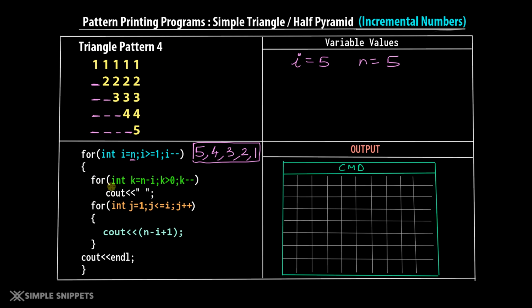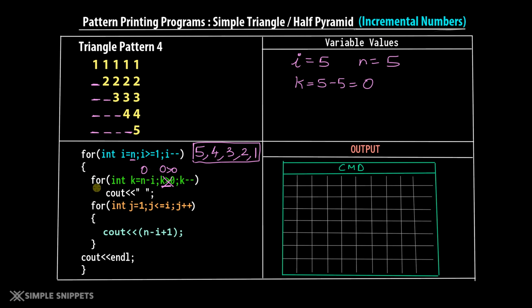So again, we have the for loop. We are saying k equals n minus I. So k equals n, which is nothing but 5. We just said minus I. I, we also said, is 5. So 5 minus 5 is equal to 0. So k has become 0. And the condition is k has to be greater than 0. But we just said k is 0. So is 0 greater than 0? No. So this condition becomes false itself for the very first time. And that is exactly what we want for the first row. We don't want any space.